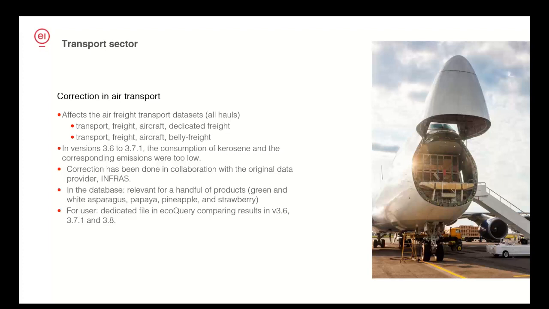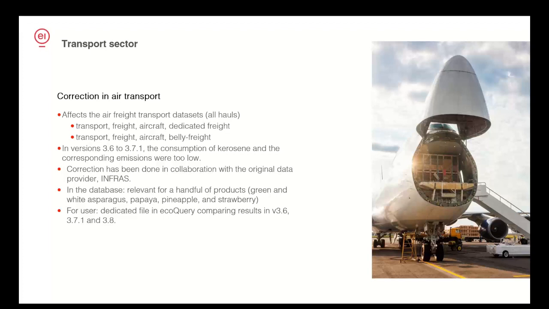In the database, this is relevant for only a handful of products, because in the ecoinvent database there are only 42 activities that require air transport as a direct input, and only for a few of those does this correction have a relevant impact. So this correction is particularly relevant for the markets of fruits and vegetables, and you have here the ones that are affected: green and white asparagus, papaya, pineapple, and strawberry. In your different projects, that can be a different story.